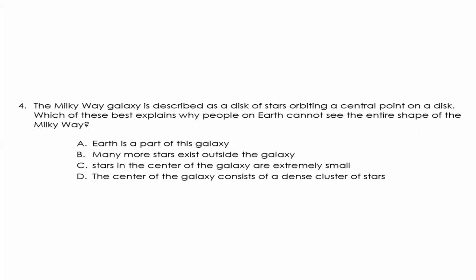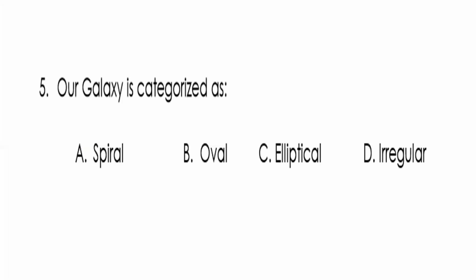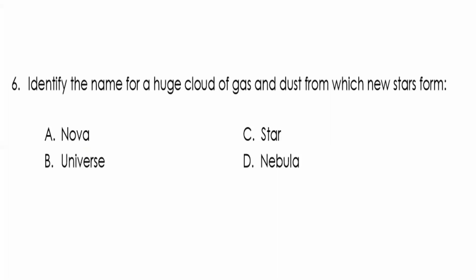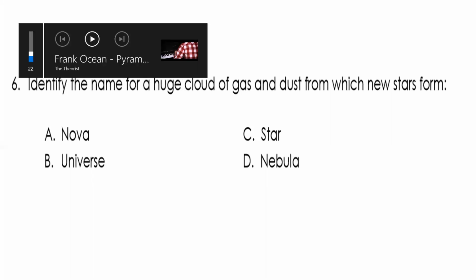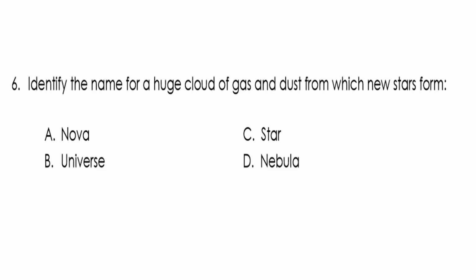All right, for number 4, the Milky Way galaxy is described as a disk of stars orbiting a central point. Which of these best explains why people on Earth cannot see the Milky Way? We're in it. It's just like us trying to see the entire Cook Middle School. We're in it. We can't see the whole thing. Number 5, our galaxy is what kind of galaxy? Spiral. Thank you for whoever said that online. I appreciate you guys participating. Number 6, identify the name for a huge cloud of gas and dust that forms new stars. This one was nebula.